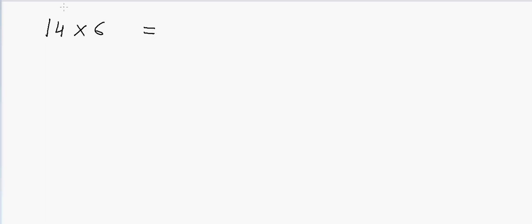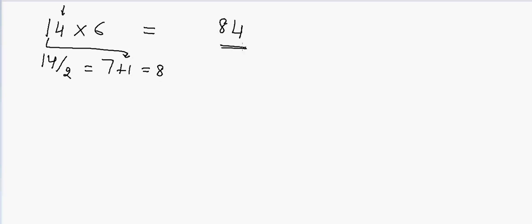First, I'll take the last digit of the number which we want to multiply by 6. The last digit here is 4, so I'll just write a 4 here. And then I'll take half of this number. Half of this number is 7, and then I'll take this first digit and add it to the 7, so that will be equal to 8. So my answer will be 84.